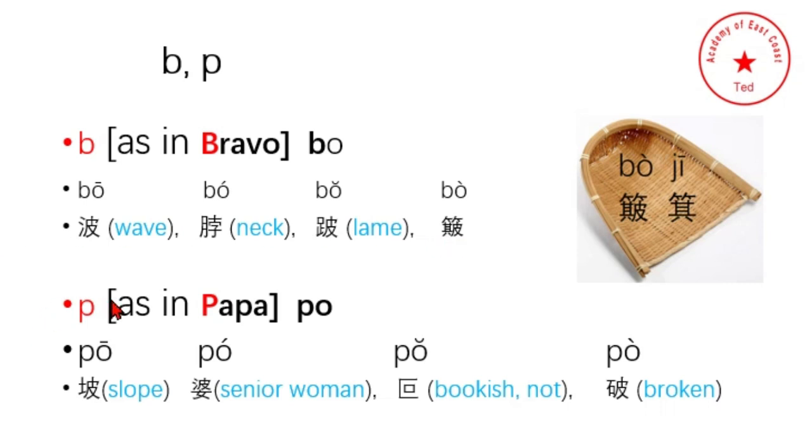Now let's come to po. Po as the P in Papa. Okay, and practice it with the tones in the syllables with the characters. The first one, po, wo. Next, po, wo. Next one, po, wo. Next one, po, wo.